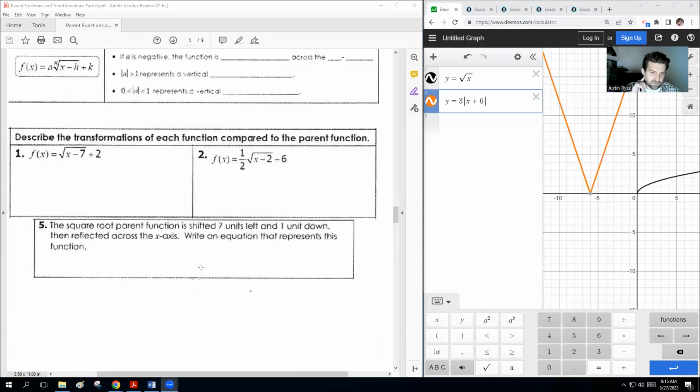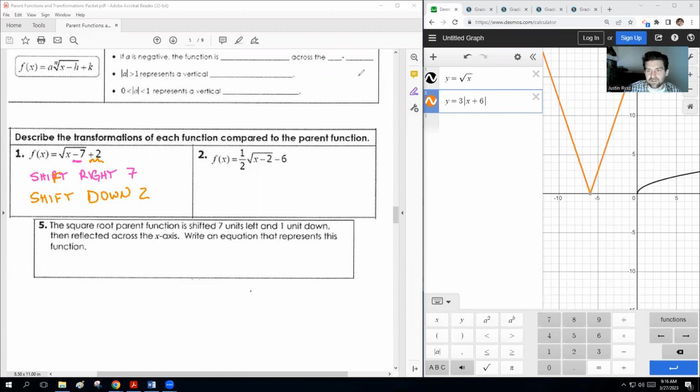Let's see if we can figure out what these are just by looking at the equation, and then verify that. If we have a -7 on the inside, subtracting on the inside, that's going to be a horizontal shift to the right 7. And then the +2 on the outside is a shift up 2.